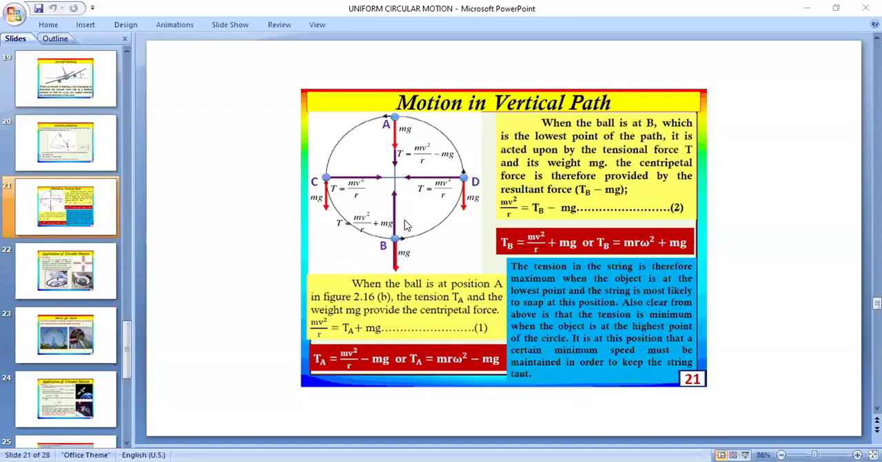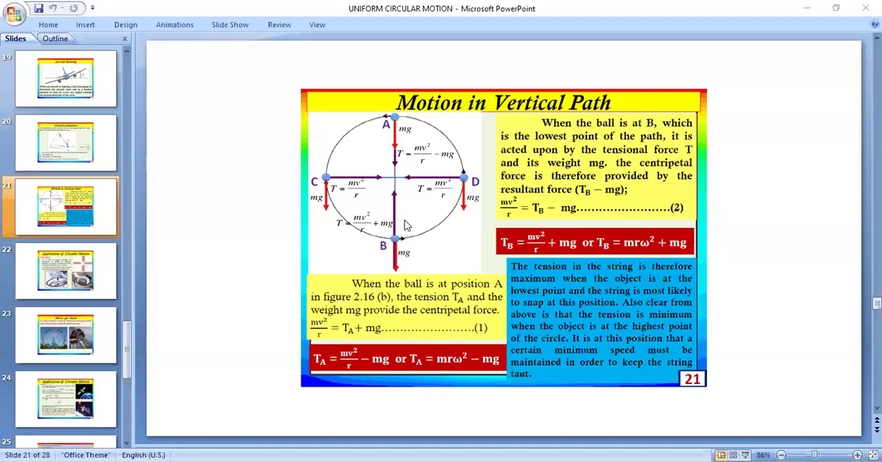Because the two are the ones contributing to the centripetal force, we can now say that Fc, which is the net force or resultant force, equals tension towards the center minus weight W, because they are opposing each other. So this gives us the resultant force.